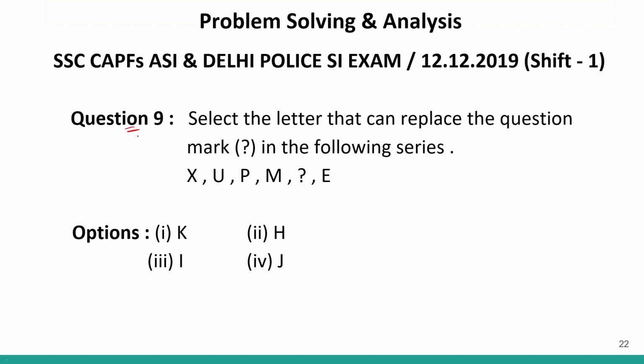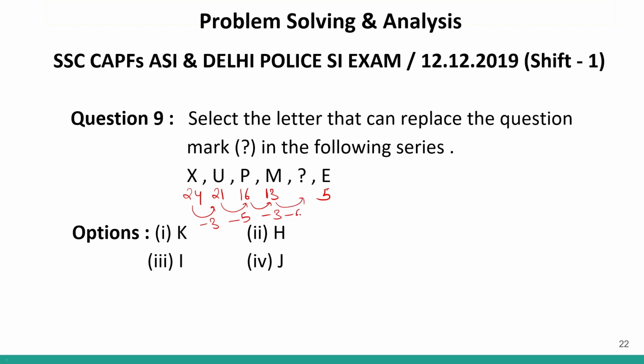Now, this question is an alphabet series question. X, U, P, M, and then we have to find out. Now, in this question, let me give them forward ranks. So, if you remember the forward ranks, this is 24, U is 21, correct? P is 16, M is 13, and E is 5. So, 24 to 21, I can see we are moving 3 positions back. This we are moving 5 positions back. This again we are moving 3 positions back. So, -3, -5, -3. Let us see if it is repeating.